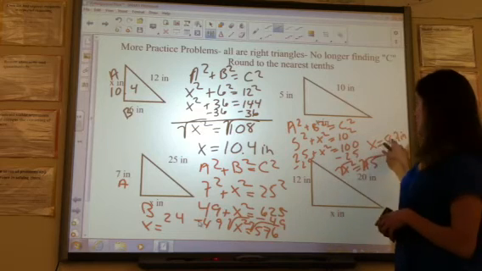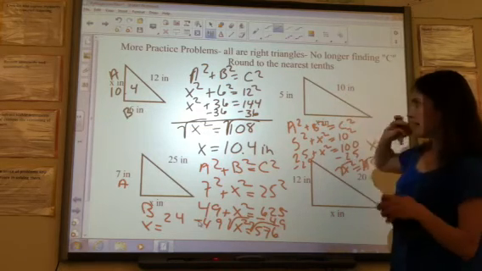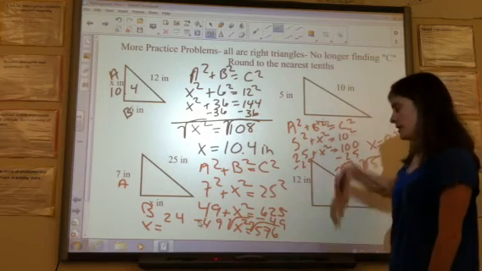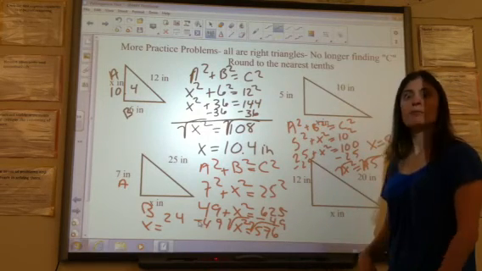I'm just going to do a reasonableness check. Yeah, 8.7 is smaller than 10. 8.7 plus 5 is 13.7, bigger than 10. It's a triangle, it's a right triangle.